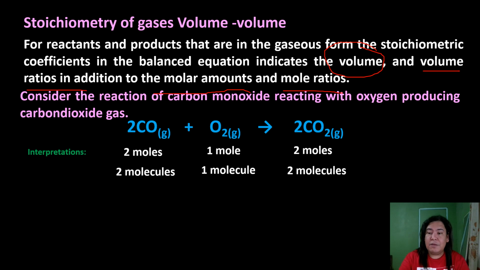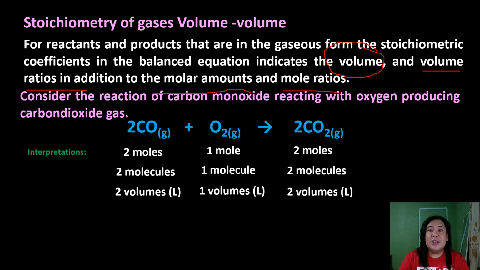But in terms of our lesson for today, since we're dealing with stoichiometric calculation involving gases, we will be using the volumes. Okay, so this is another way of interpreting this equation. You will interpret this as for every 2 liters of carbon monoxide that reacts with 1 liter of oxygen gas, it will produce 2 liters of carbon dioxide gas. This is another way of interpreting this balanced chemical equation in terms of volume ratio.